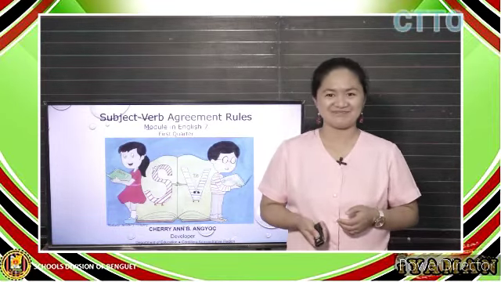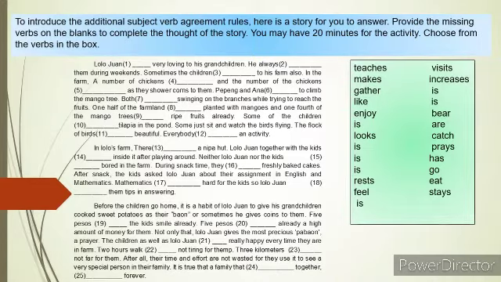In our previous lessons, you have been reminded how to form the singular and plural forms of verbs and nouns. Also, you have learned the basic rule in subject-verb agreement, which is singular subject requires singular verb and plural subject requires plural verb. To introduce the additional subject-verb agreement rules, here is a story for you to answer. You're going to provide the missing verbs on the blanks to complete the thought of the story. You may have 20 minutes for the activity.